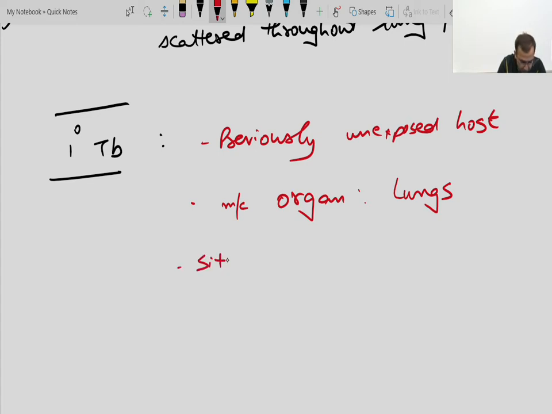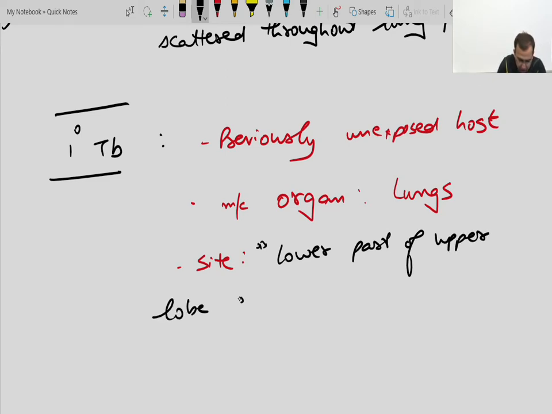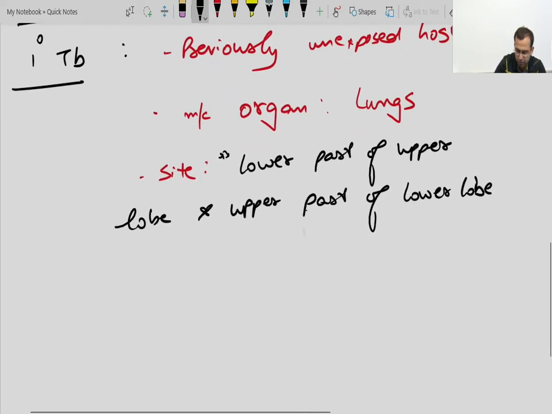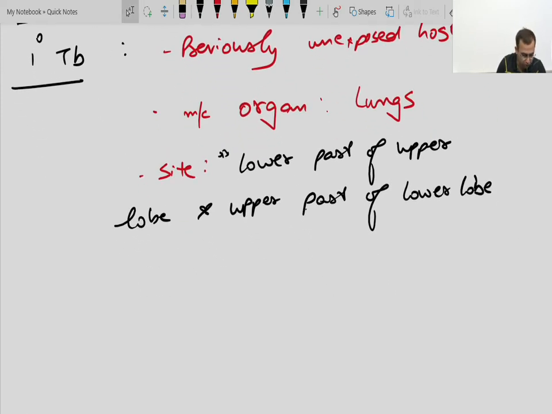The site of involvement, please put a double star on this, is the lower part of the upper lobe. Most common site of involvement: lower part of upper lobe and upper part of lower lobe. This is important.